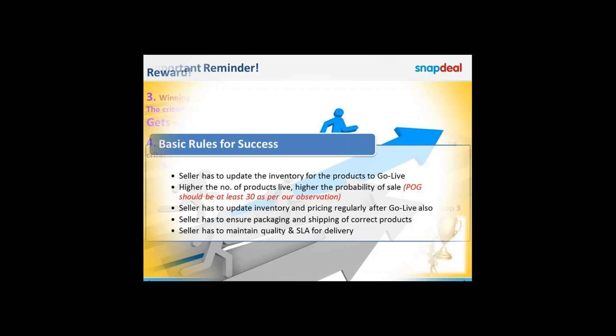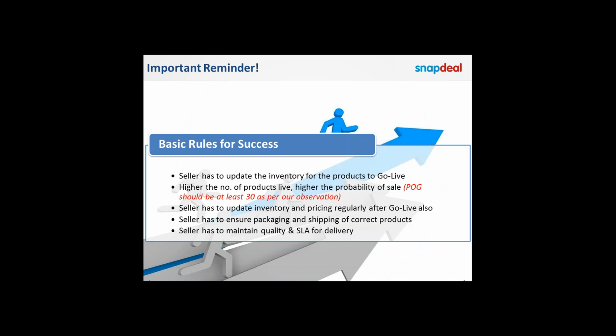So an important reminder: the seller has to update the inventory for the products to go live. In the beginning, his inventory is kept as 0 so that until he gives consent, he himself, through his own computer, increases his inventory count, he would not be able to go live. He will have to do it by himself.